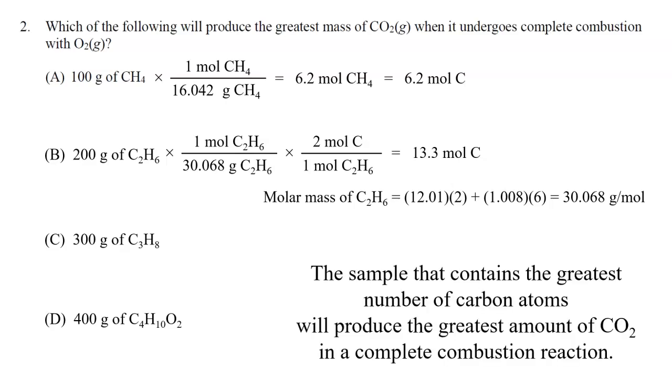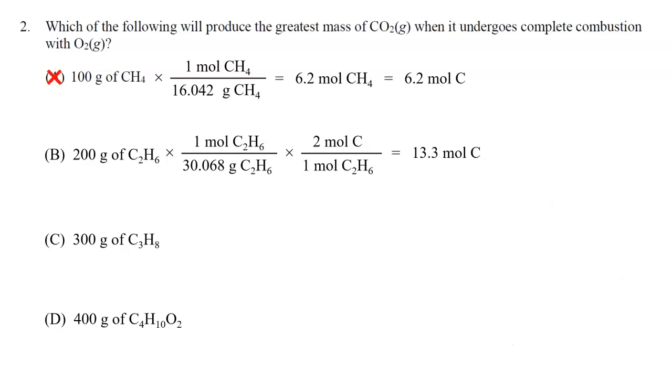Remember, the sample that contains the greatest number of carbon atoms will produce the greatest amount of CO2 in a complete combustion reaction. And since 13.3 is greater than 6.2, I can already eliminate choice A. Now let's take a look at choice C. We have 300 grams of C3H8. Using the information on the periodic table, the molar mass of C3H8 is 44.094 grams per mole.